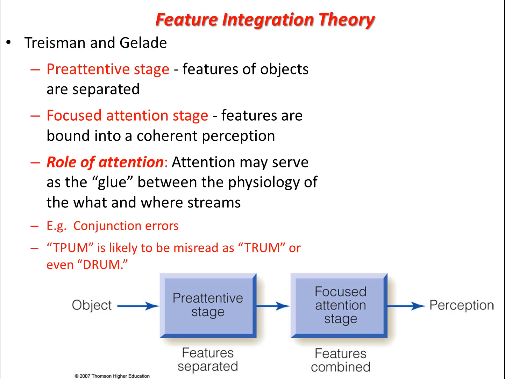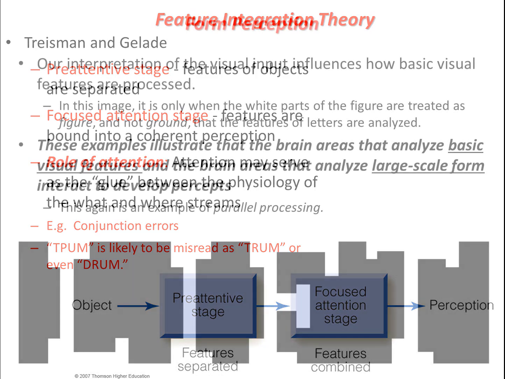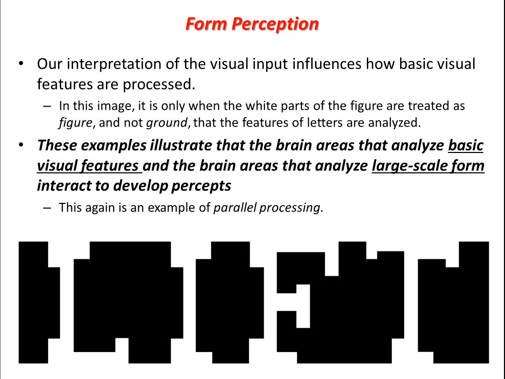And interestingly, the conjunction errors then rely on inferences about what might be there for people to report the stimulus. So in this case, very, very frequently, the more familiar word drum is reported. So it seems then that our interpretation of the visual input influences how basic visual features are processed and combined, and the percept itself developed including the influence of this interpretation. Clearly then, the early visual areas that analyze basic visual features and the late higher order areas that analyze large-scale form interact to develop percepts.